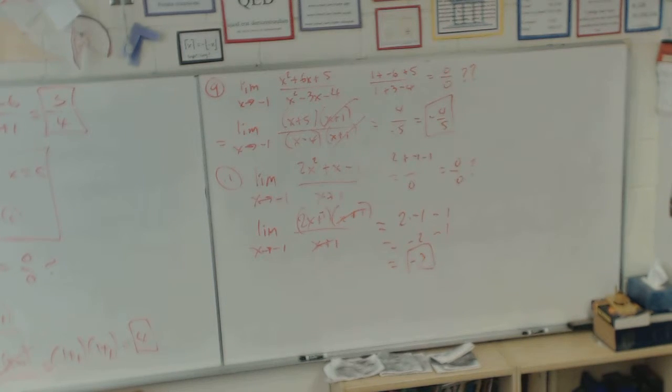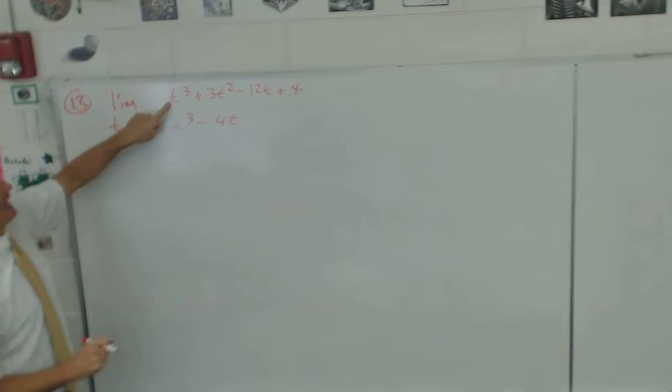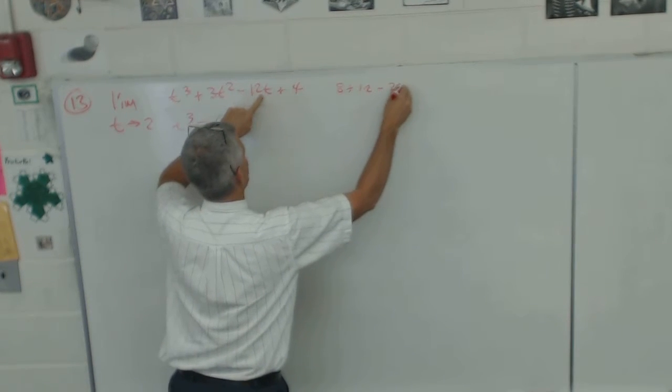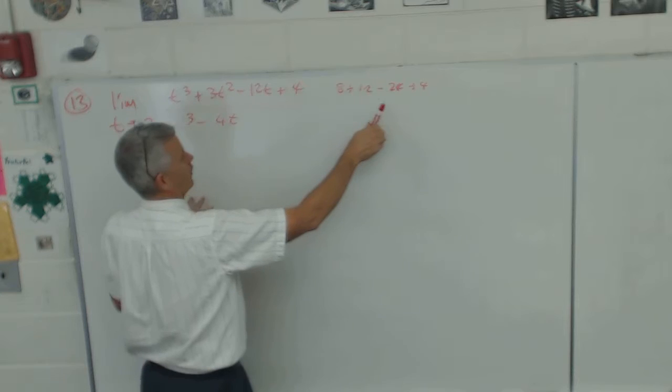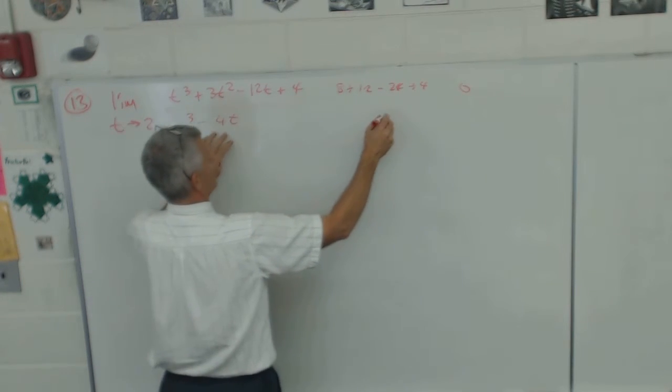Number 13. The limit as t approaches 2 of t cubed plus 3t squared minus 12t plus 4, all over t cubed minus 4t. Okay, we plug in 2, we get 8 plus 12 minus 24 plus 4. That's 0. And the bottom's a little easier, it's 8 minus 8.